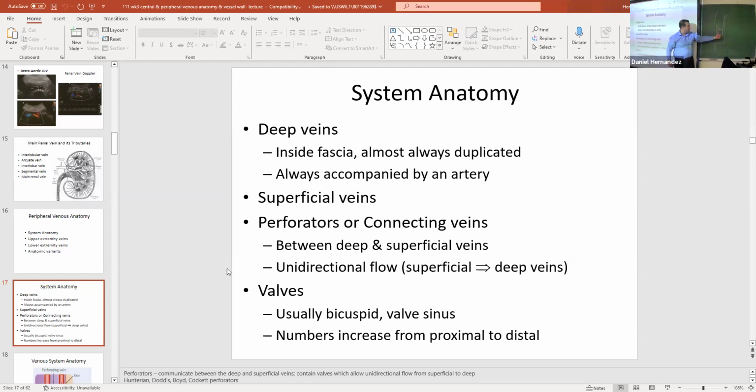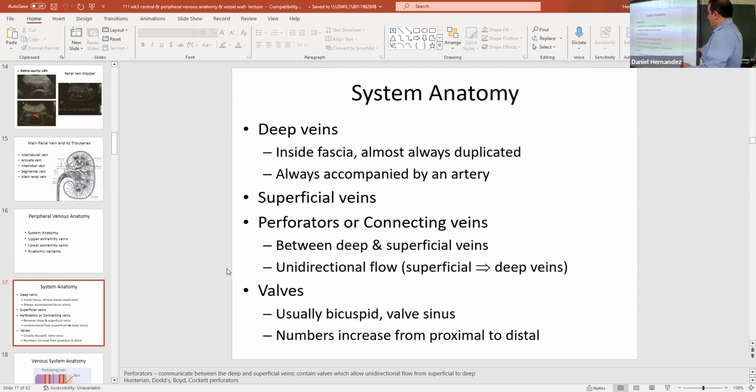So perforator normal flow direction is going from superficial to deep. That's important when we start talking about reflux in these veins, is that flow direction. So the perforators flow direction should be unidirectional, going from the superficial veins through the perforators into the deep system.